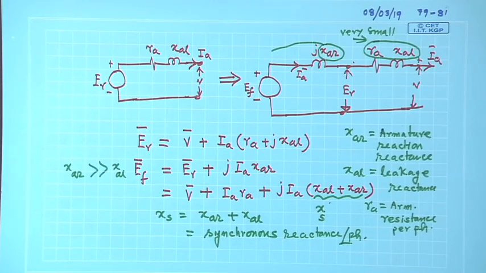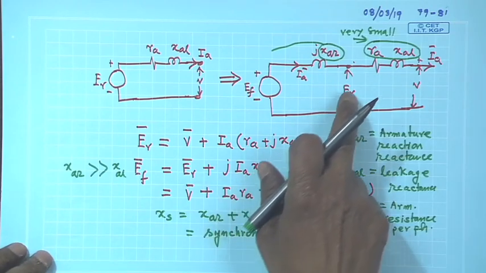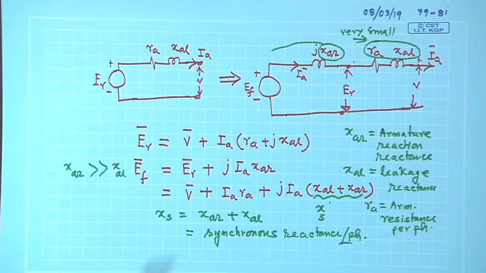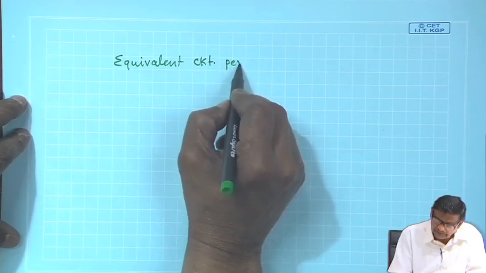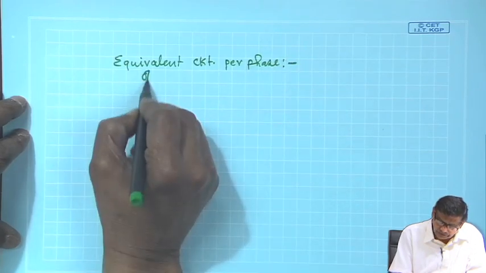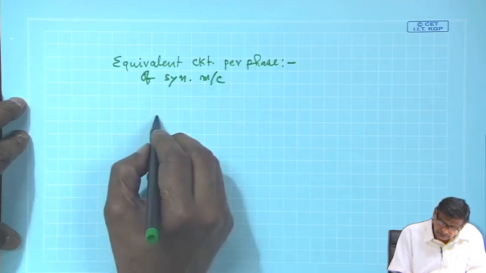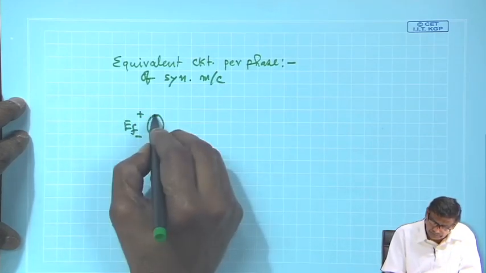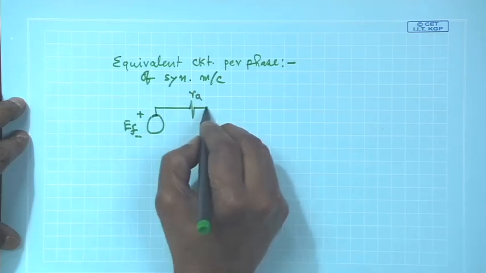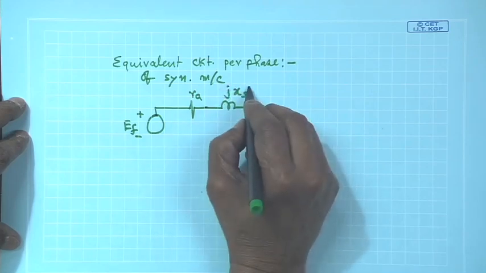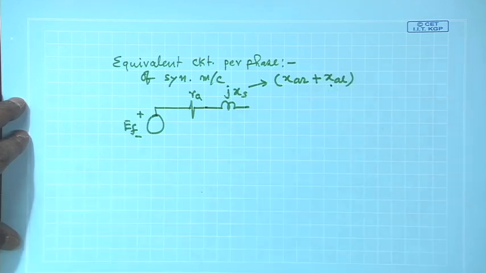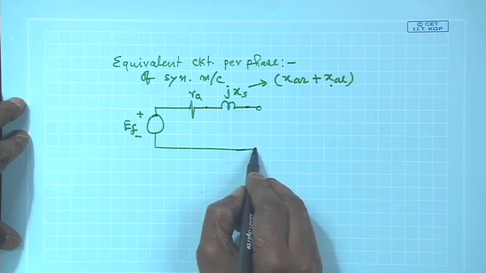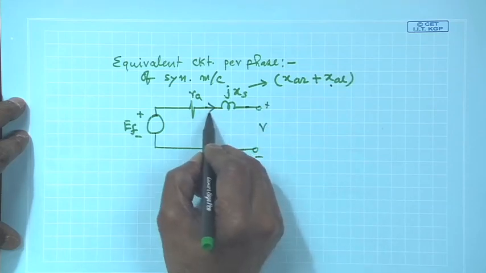Therefore, after knowing this, we will not go to this E R thing, if necessary we will calculate it, but henceforth the equivalent circuit per phase of a synchronous machine will look like this: the excitation voltage E F, armature resistance R A and the synchronous reactance X S. Mind you, X S always, recall, is equal to X A R plus X A L leakage, which is small. And then your load terminals or bus terminals, whatever it is, V, all are phasors, I A.